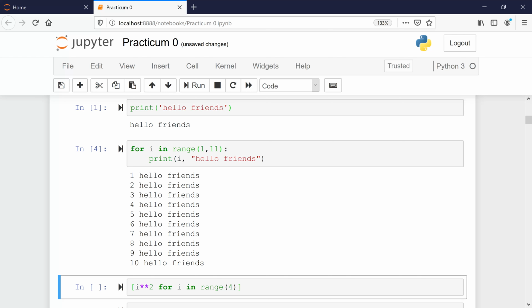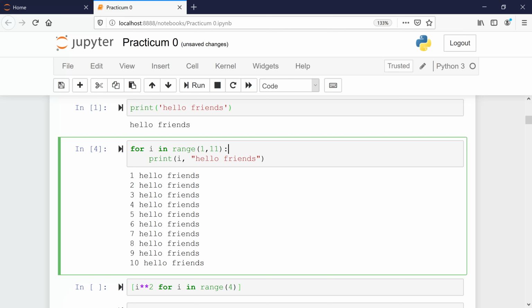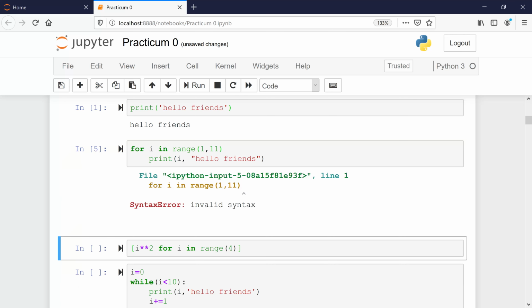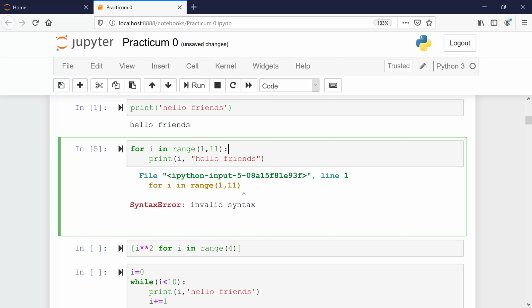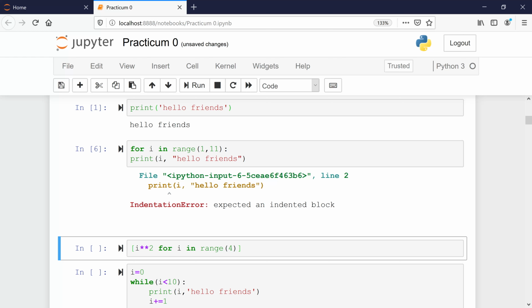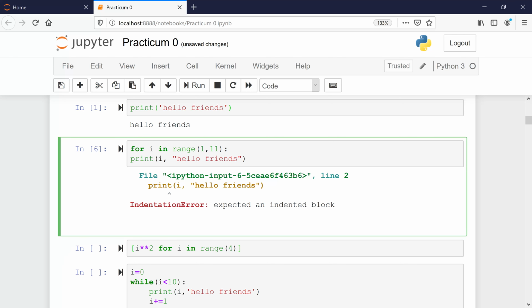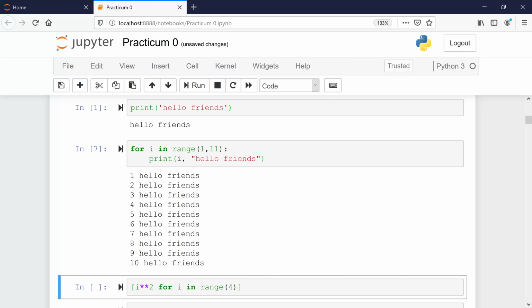Okay, and it's possible that you have problems in typing this, because suppose that you forgot the colon, then you will get an error, okay, a syntax error. If the indentation is not correct, you will also get an error, okay? So pay attention to this. Okay, so this is our second line of code.